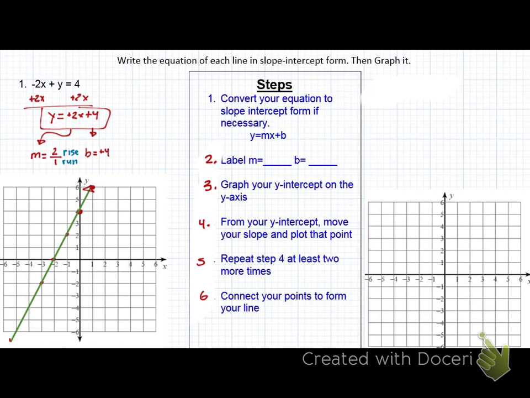Number 2, watch me do it one more time. Number 2 is a little bit more difficult. Turn to your neighbors really quick. Describe how you would get y by itself on this second problem. Ready, set, go. So what would we do to get y by itself? What would you do first, kids? Okay, we're going to subtract 2x.